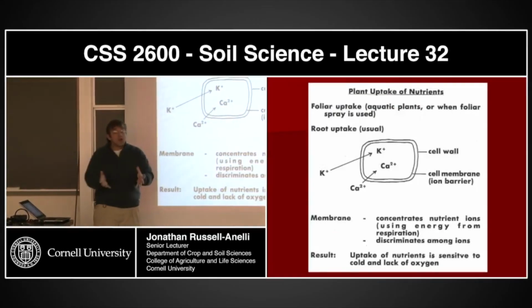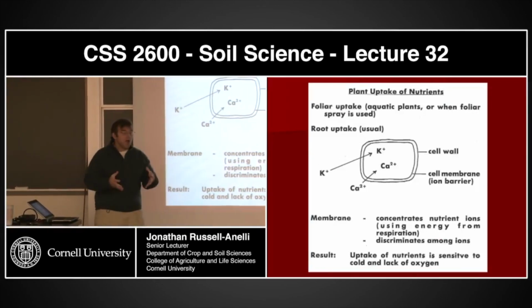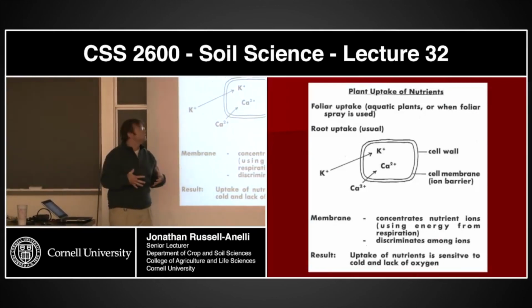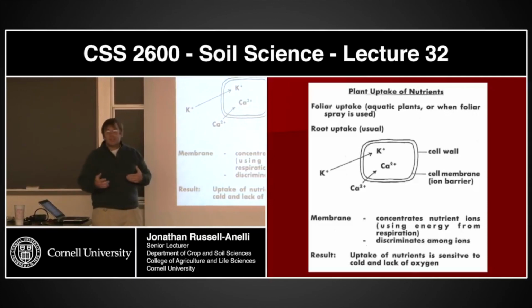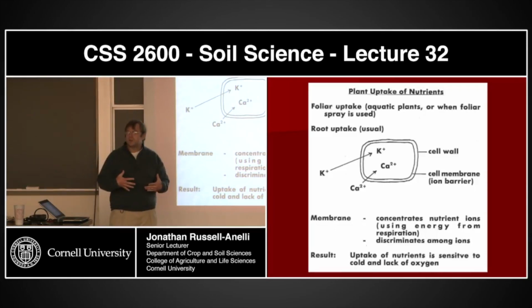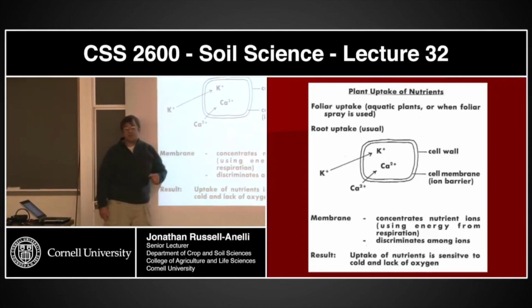All right, but we're talking about plants, and then let's talk a little bit more about how the plants actually get these nutrients into their system. Okay, foliar uptake is, unless we're spraying it, not a big deal, not necessarily a big source of nutrients, unless you're an aquatic plant. Most plants are basically getting their nutrients through root uptake.